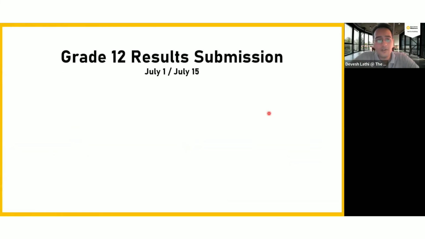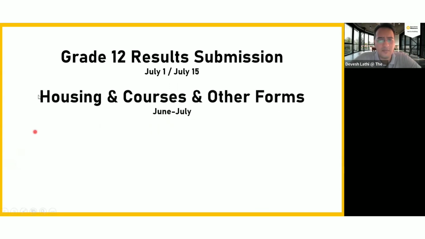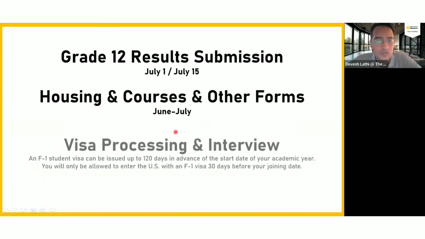Other dates to know of, you need to submit your grade 12 results. Your counselor needs to submit by early July, usually July 1 to July 15th. Your school, your counselor will receive a notification. You will also receive a notification from the university that the final board exam results, if you are an Indian curriculum student, or your AP or your IB exam results, you need to submit by this date. Then once you're accepted, you need to submit a lot of forms that the university will continue to send you about housing, about course selection, and any other form. All that will happen between June and July.